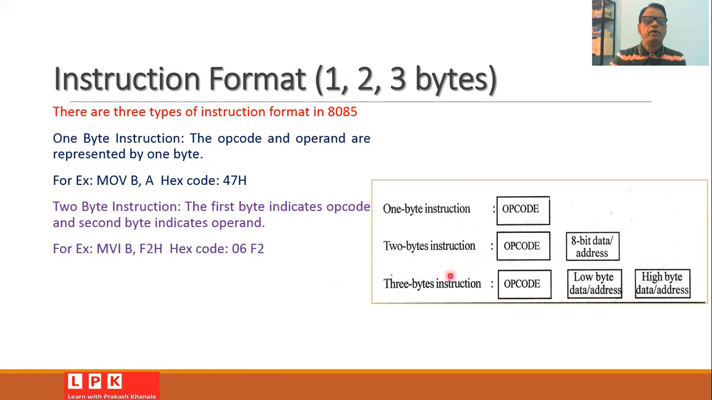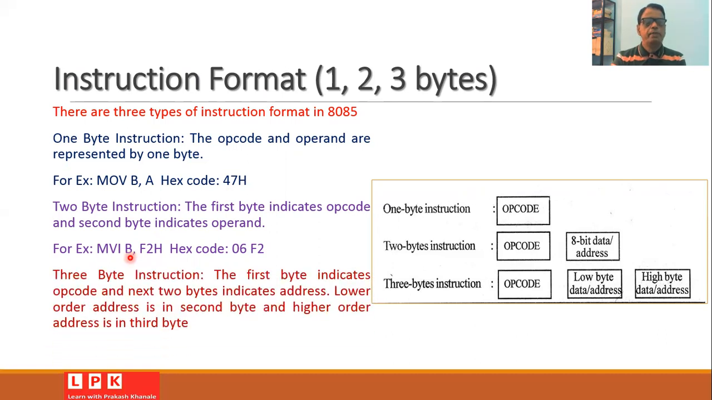Say for example, when we write the instruction such as move immediate B comma F2H, then you will find that this instruction will have the hex code 06F2. So this instruction can be called a 2 byte instruction. In this instruction, this F2 data is being moved to the register B.